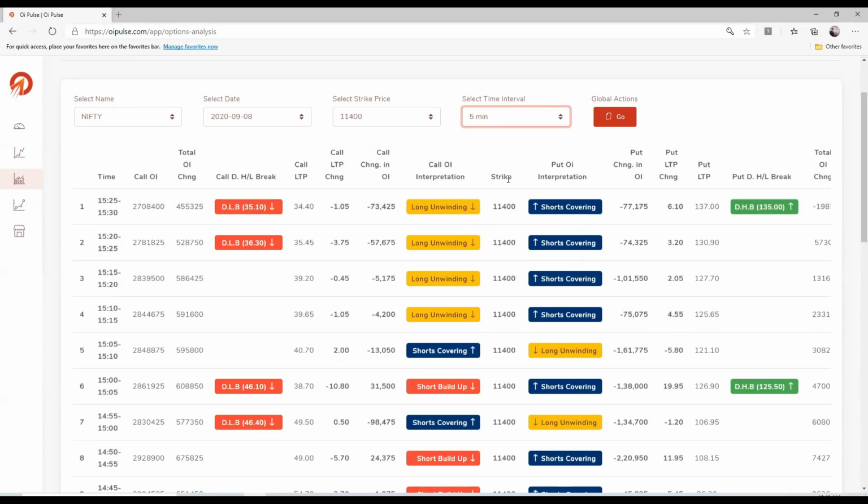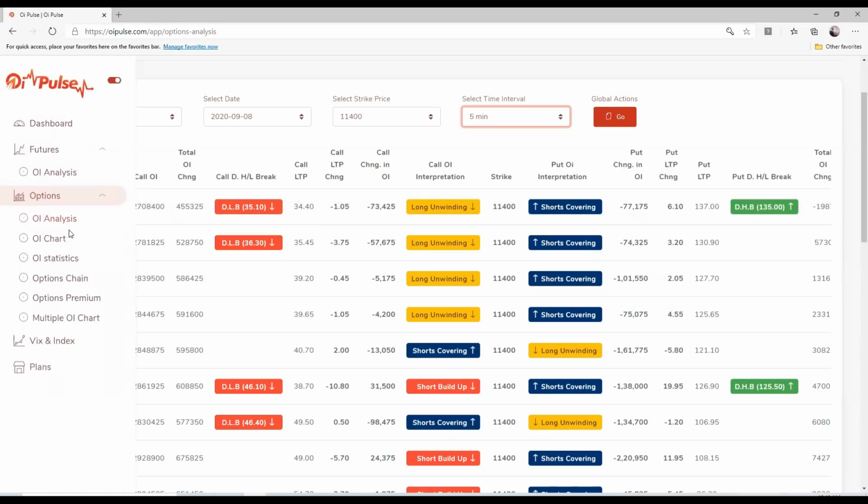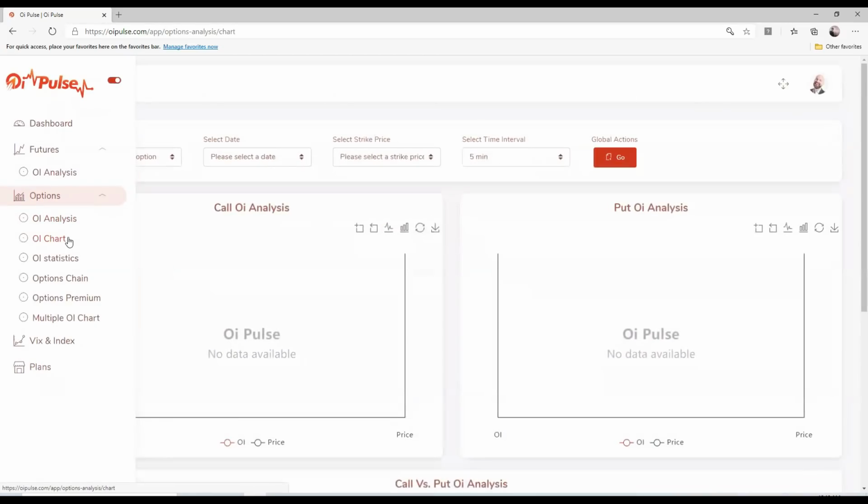So let's review the data tomorrow. The same codes are here. We have the day low break and the day high break, which we have given here. You can use it to your advantage. So what we have been seeing is the OI analysis. Now we are going to see the OI chart.